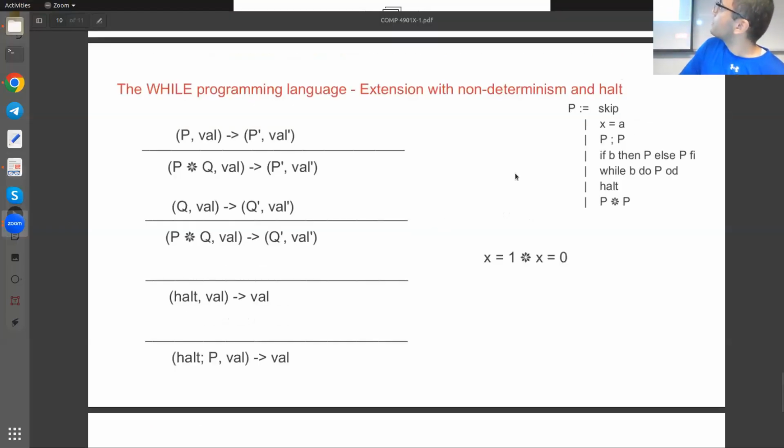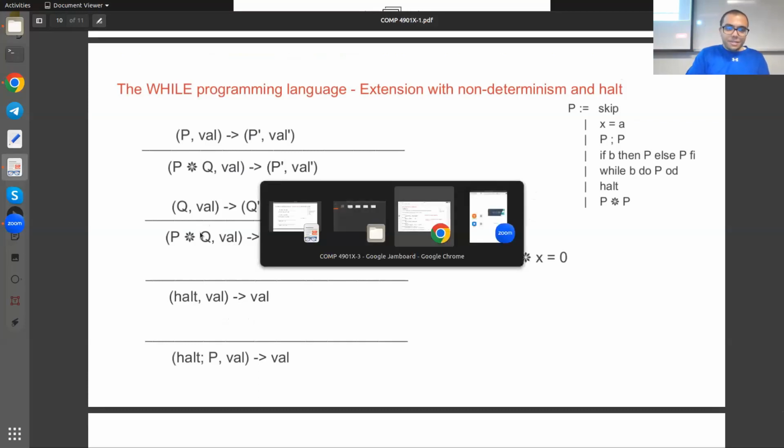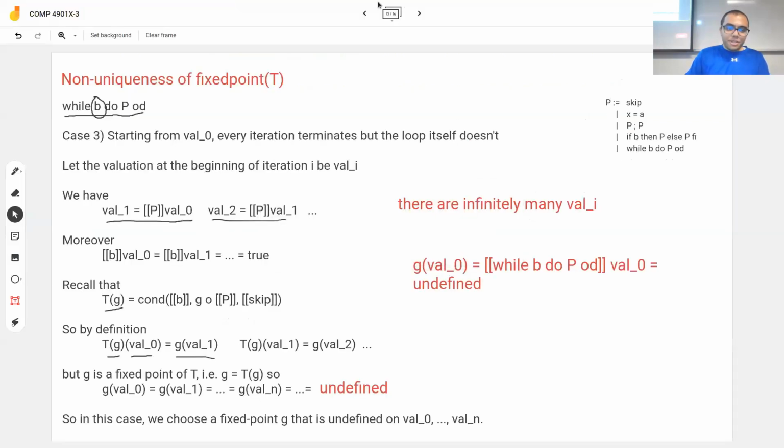So remember when I wanted to add non-determinism in my operational semantics, it was quite easy. It's just these two rules. And the two rules are also basically the same, right? So it was like, if you want to do one step of P star Q, you can do one step of P, or you can do one step of Q. But in this case, things get much more complicated.